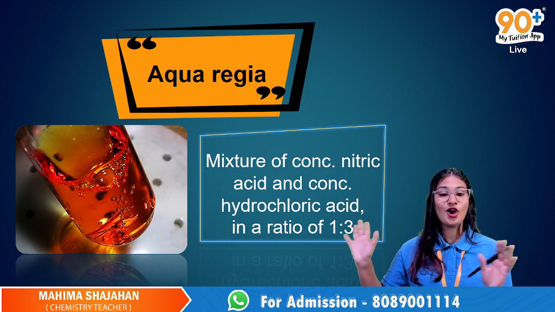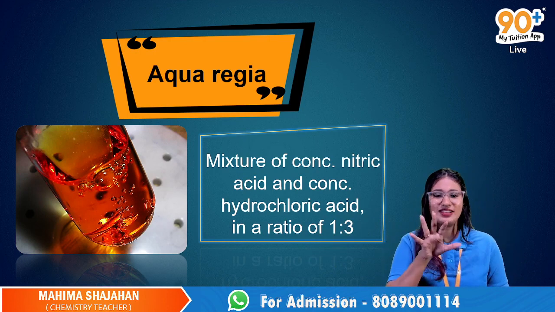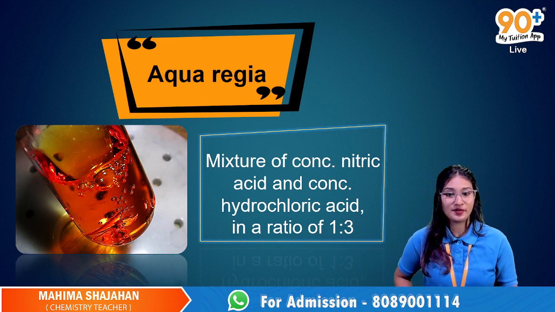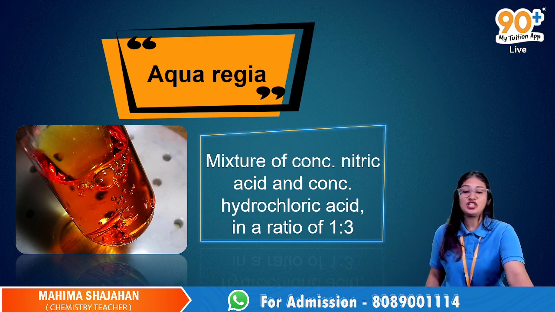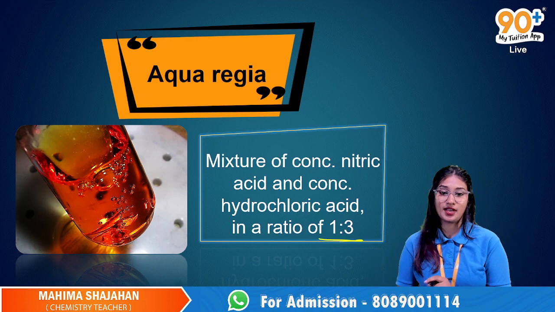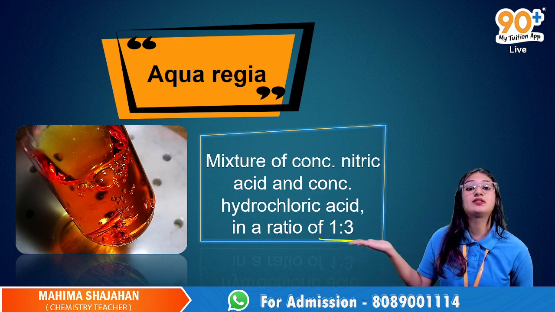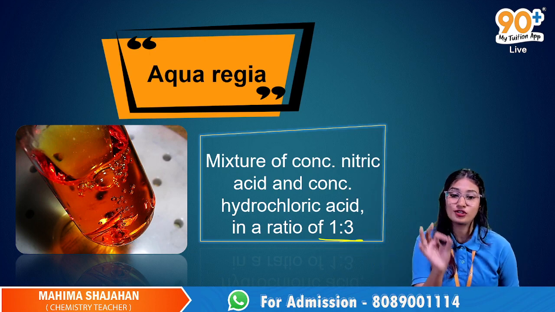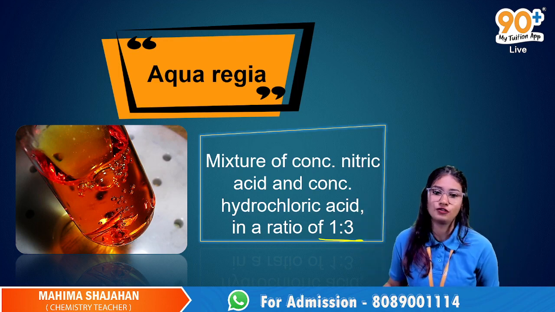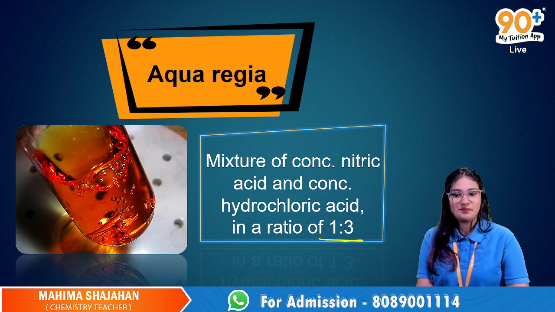Now, we have a royal solvent here. It is aqua regia, which dissolves gold, platinum, the least reactive metals. Aqua regia is a solvent. It's the Latin word for royal water. What is it actually? It is a mixture of concentrated nitric acid and concentrated hydrochloric acid in the ratio 1:3. Concentrated nitric acid separately is not able to dissolve gold. Concentrated hydrochloric acid also cannot dissolve gold. But in this ratio, as a mixture, it is able to dissolve even the least reactive metals like gold. Aqua regia is one among the few solvents that can dissolve gold. So you have to study the composition of aqua regia. And it is Latin for what? Royal water.